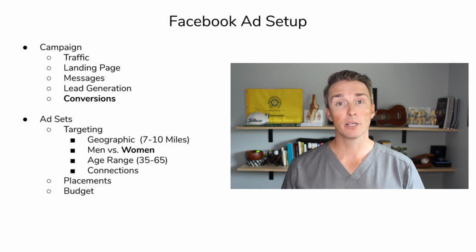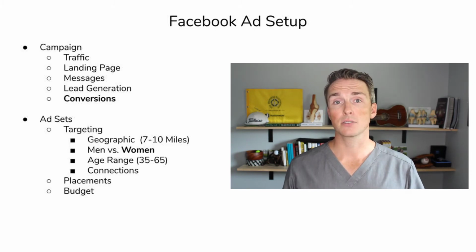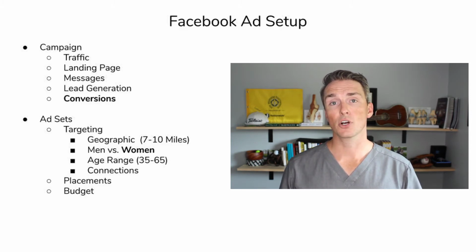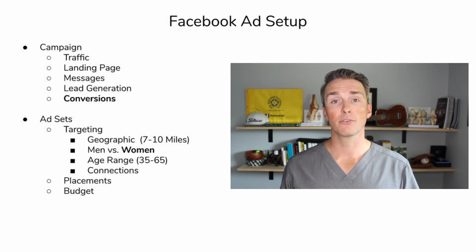If you're very urban and very congested with a lot of other practices around you, you may want to tighten it up. It really just depends. You've got to play around with it, but a good starting point is about 7 miles. Other settings inside of the targeting are going to be men versus women. Age-specific targeting is very important depending on the services that you're offering.